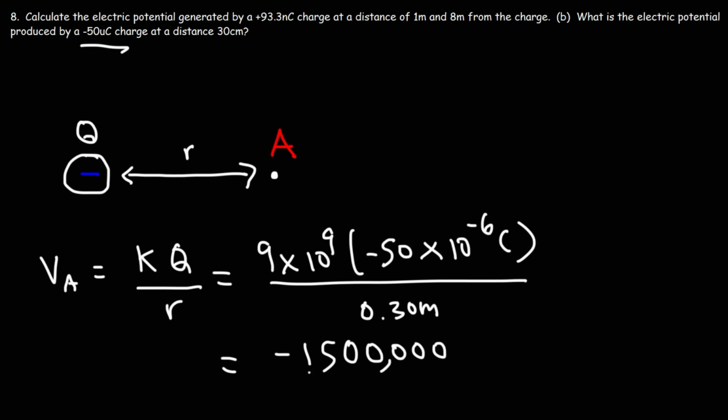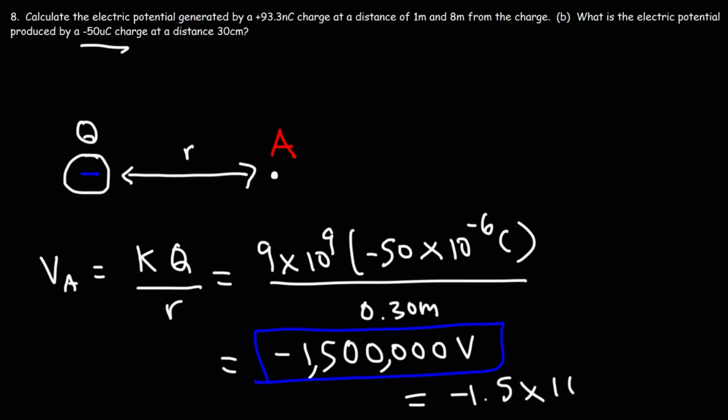So we get negative 1.5 million volts, or we could say negative 1.5 times 10 to the 6 volts, which is negative 1.5 megavolts. So that's the electric potential at point A. Just remember, positive charges create positive electric potentials. Negative charges generate negative electric potentials.